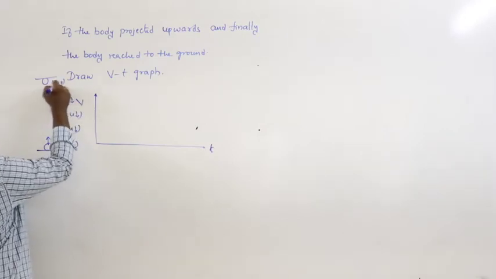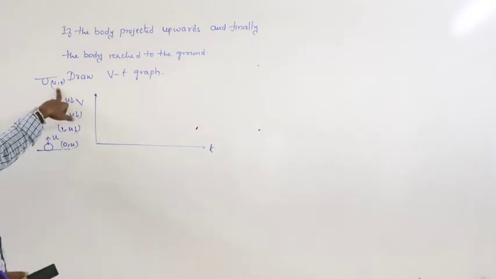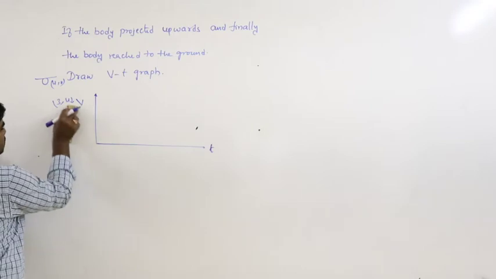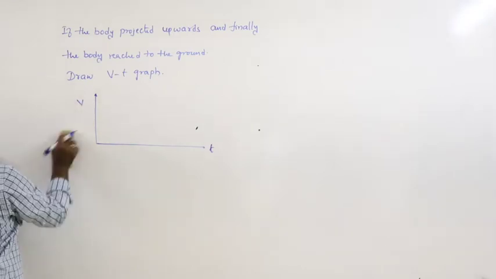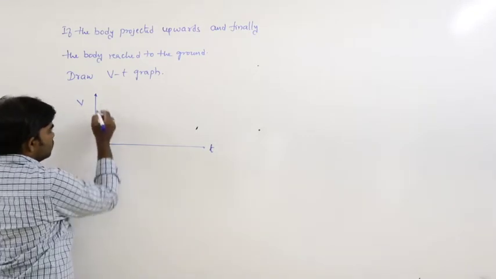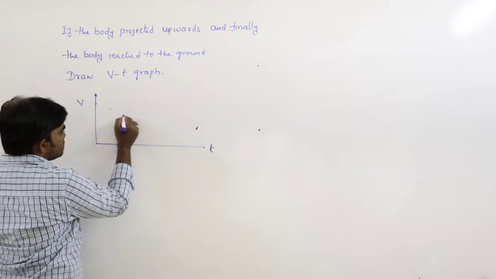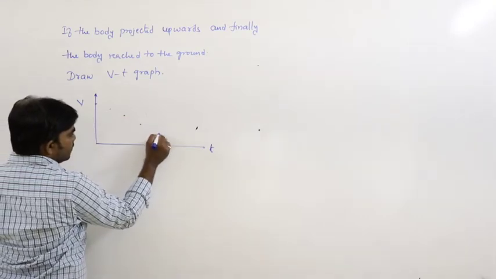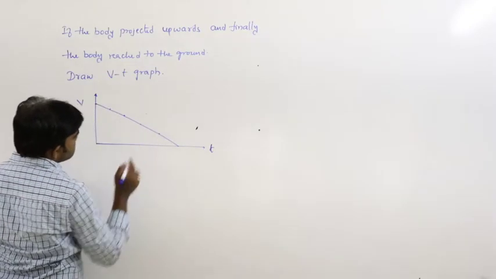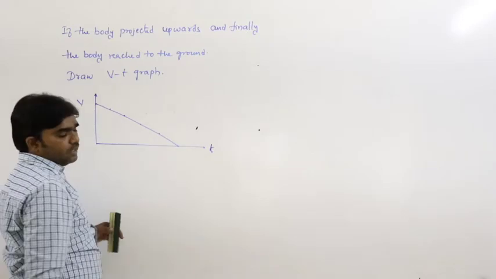Let us say after 4 seconds it reaches the maximum height. So that means time increases, velocity decreases. That is the shape of the graph. Now we have to draw this. If the time increases, velocity gradually decreases. So at time 0, velocity is maximum. Next, time increases, velocity decreases, like this. So this is the shape of the graph.